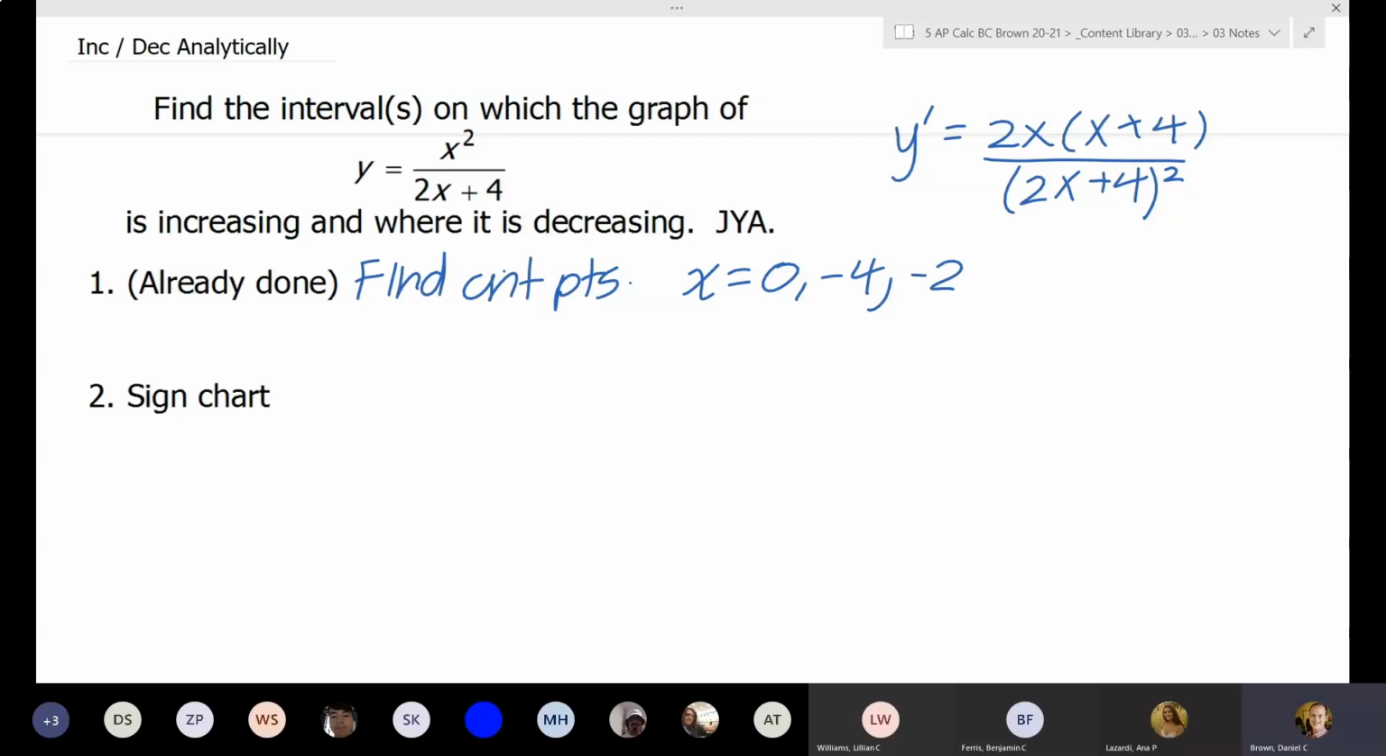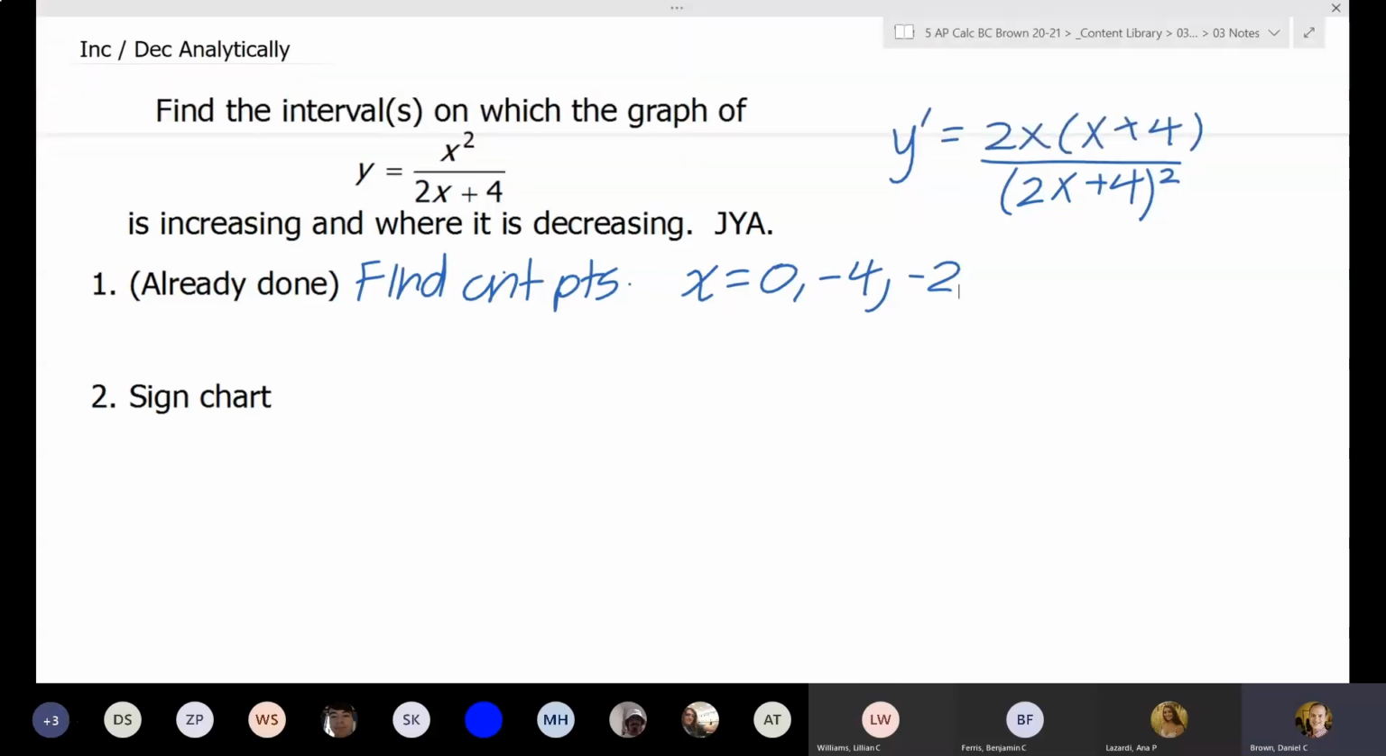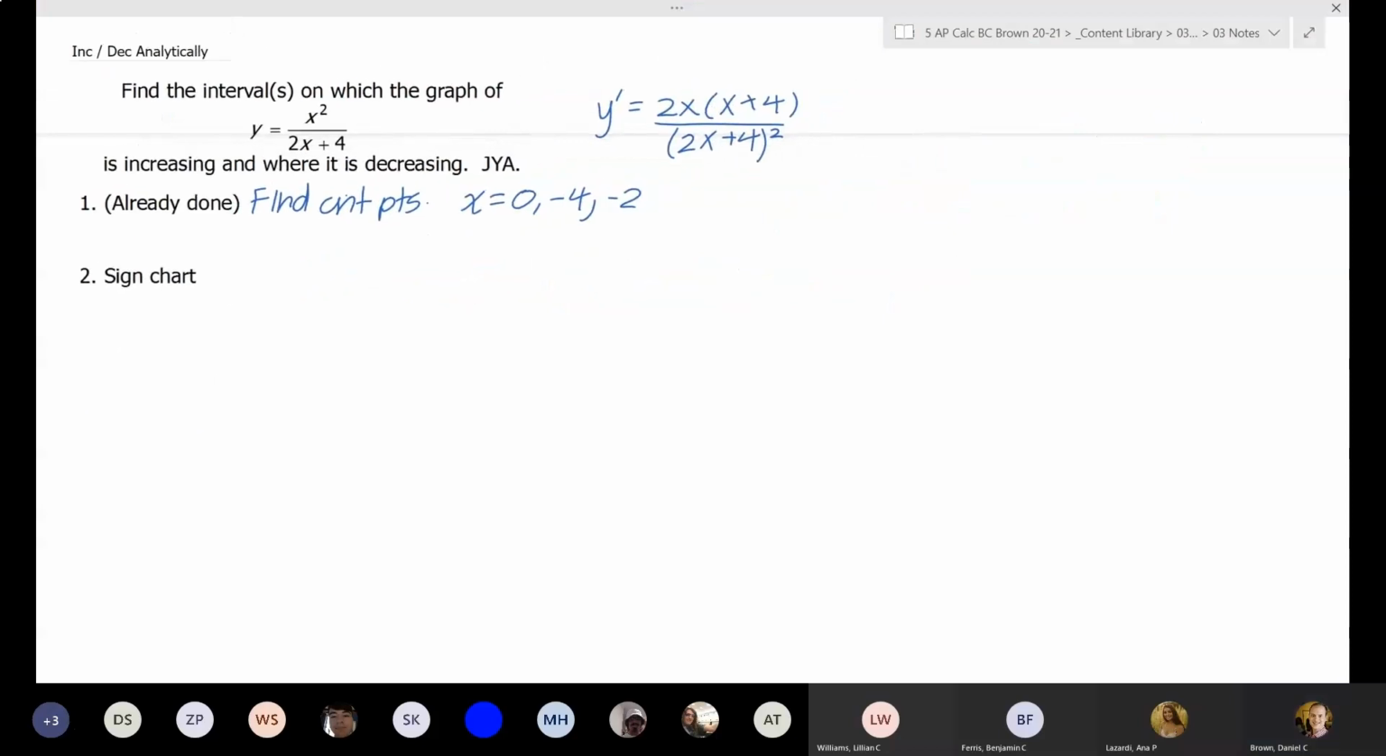The other thing about sign charts, AP College Board is very particular about them in that a sign chart is not considered an answer. You can use a sign chart to form your answer and to justify your work, but you cannot just have an answer that's a sign chart by itself. So the second step, I do have sign chart as a step, but it's really just a step that's going to give us our answer.